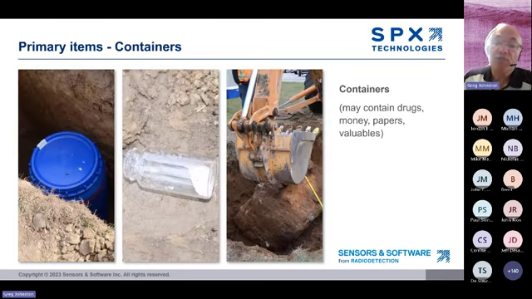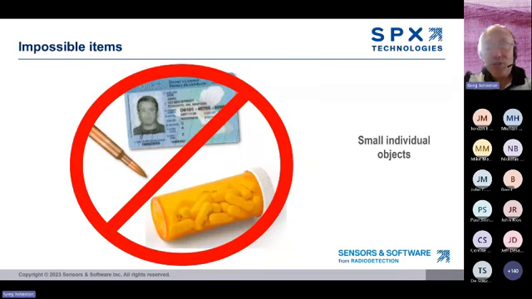Finding caches of drugs or money. A US police department contacted us a few years ago and said that they had found $500,000 in drug money buried in a drug dealer's backyard in plastic Tupperware containers. GPR is one of the only technologies that could detect something like that. Now, you do have to set realistic expectations. So the GPR is unlikely to find very small objects or containers like the ones shown here.